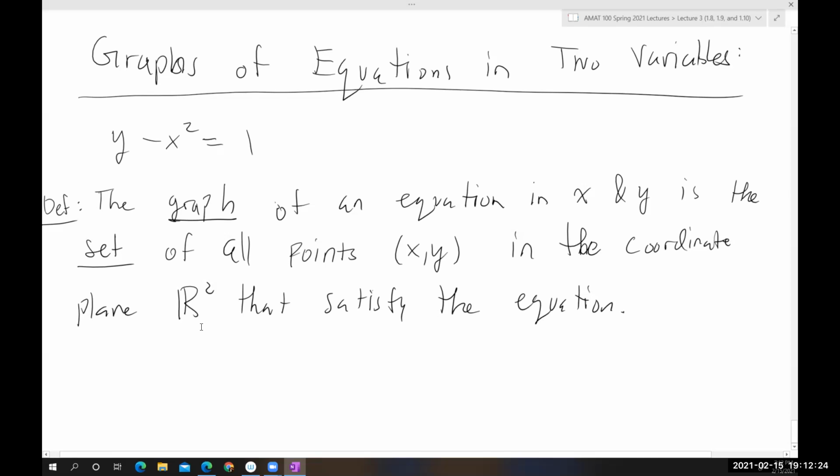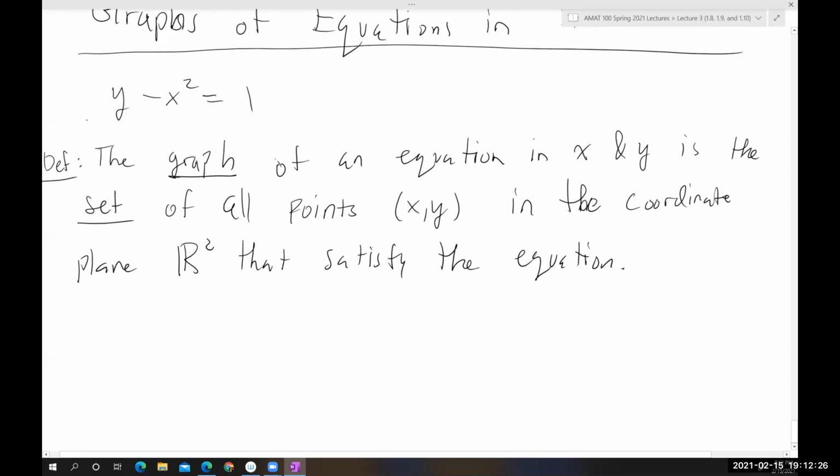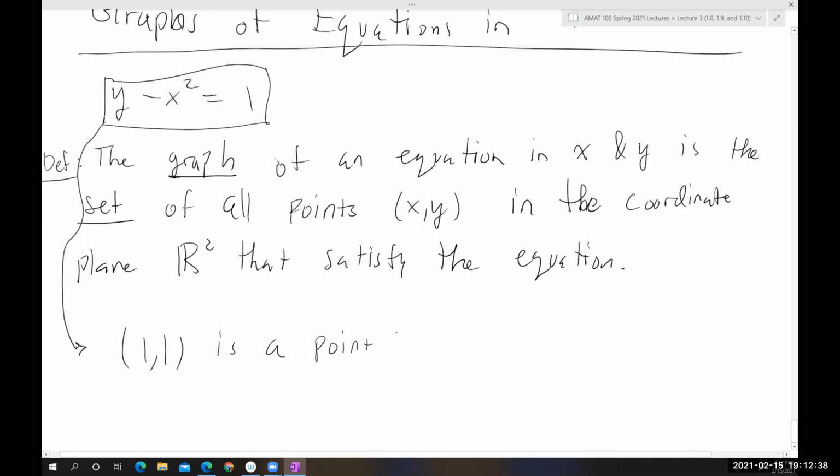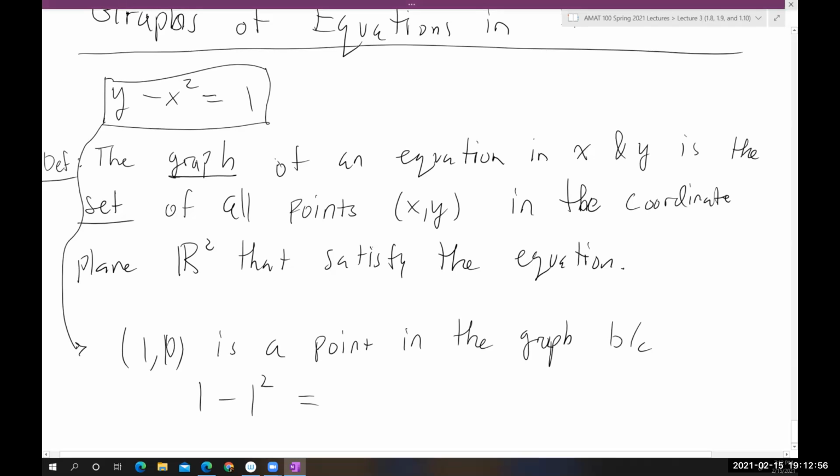So for example, if we look at this one right here, 1 comma 1 is a point in the graph because when you plug it in, you get 1 minus 1 squared. No, wait, sorry. That's not right. I can't do arithmetic. Hold on.